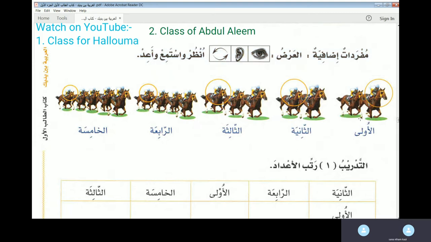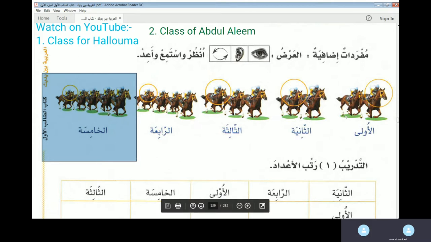Al-ula, first. And note that this is for feminine. All these are women in the picture. There is no male here. So al-ula first, ath-thaniya second, ath-thalitha third, ar-rabi'a fourth, al-khamisa fifth. So they have ta'am and ta'ama, that is the difference, right? But the awwal is the same for both? No, awwal is different. It is also different.